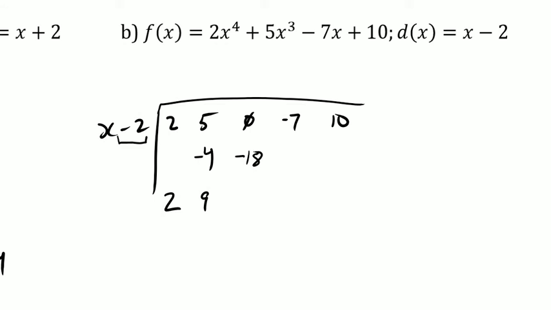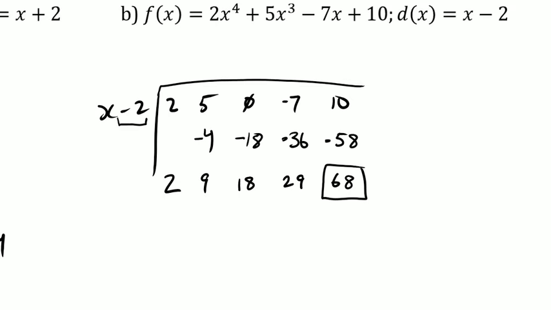So we're going to go 2. We're going to go 5. We're going to go 0. We're going to go -7. And 10. Who remembers what the first step is? Bring that first coefficient, which is a 2 in this case, down. Very good.